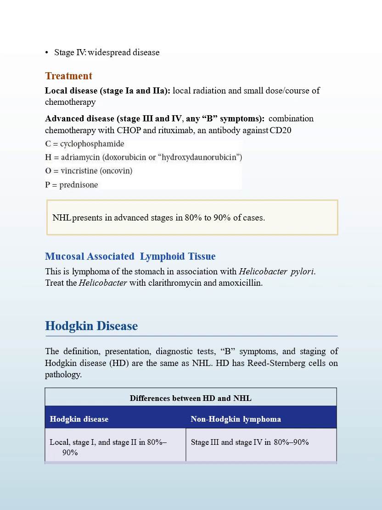And here at the bottom of slide 44, there is a very nice table showing the differences between Hodgkin disease and non-Hodgkin lymphoma. Hodgkin disease is usually local, stage 1 and stage 2 in 80 to 90%. Non-Hodgkin lymphoma is usually stage 3 and 4 in 80 to 90%. Let's go to the next slide.